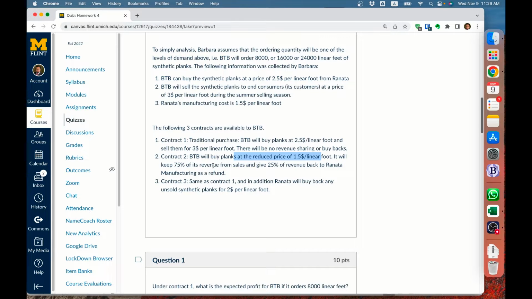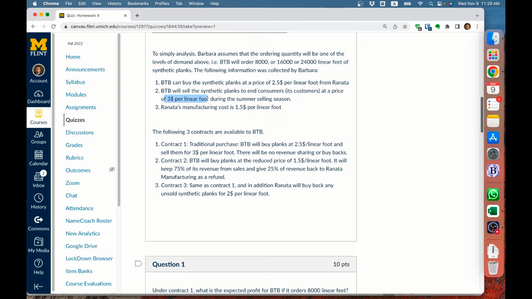So how will the manufacturer ever make any money? How does this make sense? Well, when the retailer sells that product to the final customer at a price of $3 per linear foot, which is given here, then 75% of that revenue will be kept by the retailer, and 25% of that revenue, 25% of the $3 they get per linear foot, would go back to the manufacturer. And that's how the manufacturer will make money, from the 25% cut of the revenue.